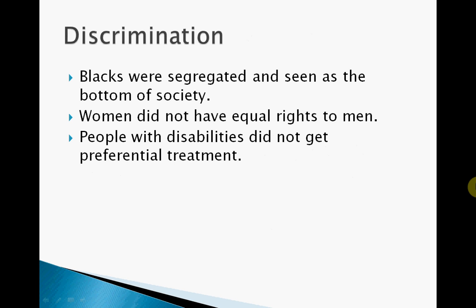Discrimination. Blacks were segregated at the time as they didn't have the same rights that we have in today's society, and they were seen as the bottom of society then. Also, because it was the 1930s, women didn't have equal rights to men, and when it came to voting and working, they were seen as inferior. Also, people with disabilities did not get preferential treatment, and this is especially true on ranches. Since there weren't many laws to protect people with disabilities, they were forced to work under horrible conditions, such as on the ranches, as you'll see in the book, where characters such as Crooks and Candy can't work very well.